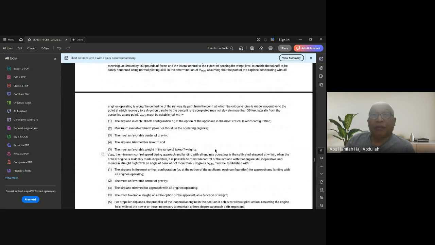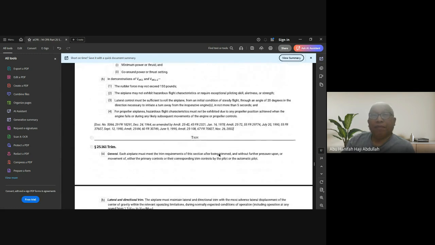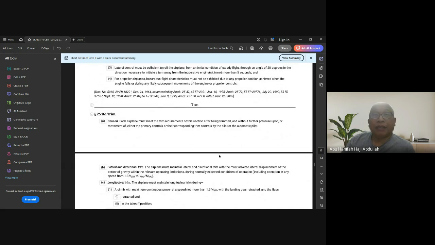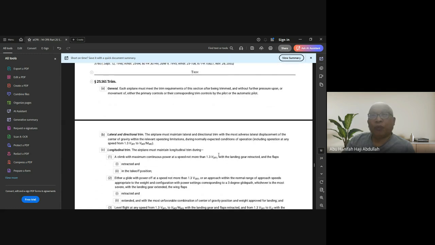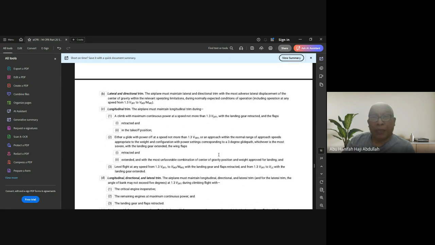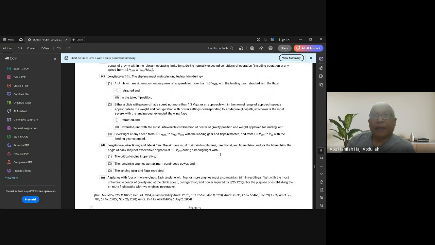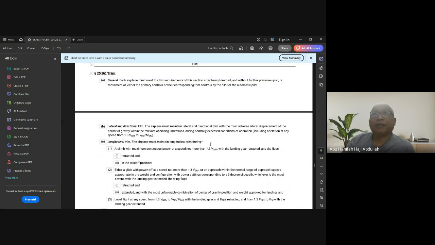Then what else? We do need to see the trim. Obviously trim, lateral trim, longitudinal trim. Because trim is an issue where you need to have proper trim because we do not want to make the pilot tired, and then that could be a human factor issue. So that's why it becomes important that we have this trim system in place.